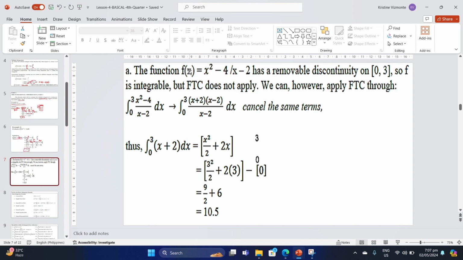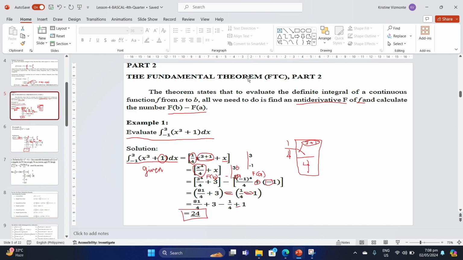The function f of x equals x squared minus 4 over x minus 2 has a removable discontinuity on 0 and 3, so f is integrable, but FTC does not apply. We can, however, apply FTC through. This is our FTC, meaning fundamental theorem. Okay?